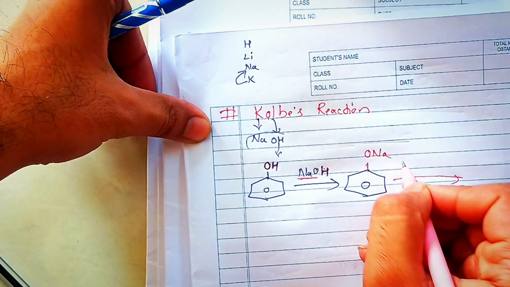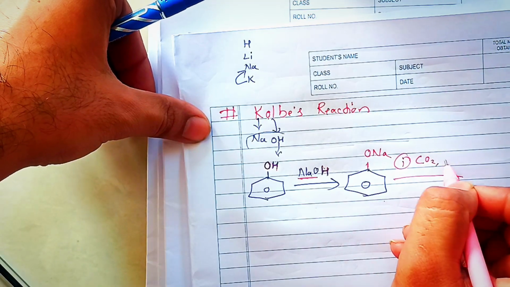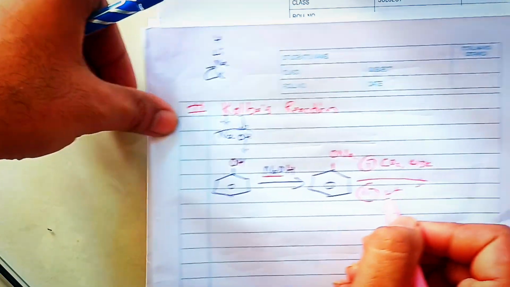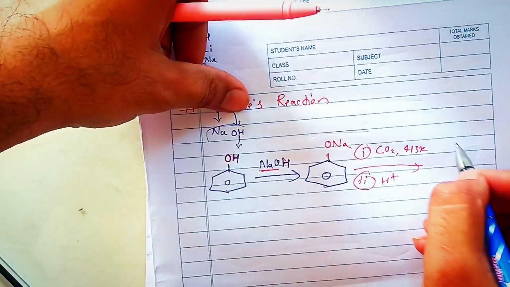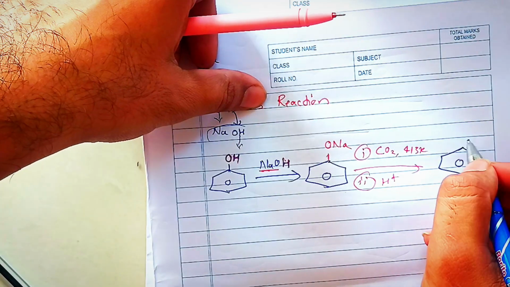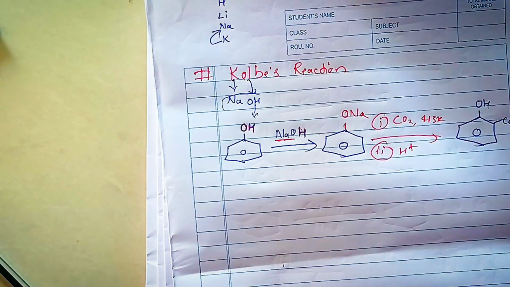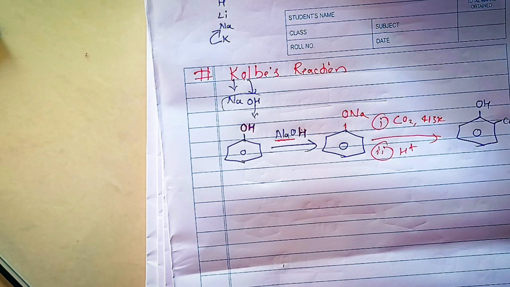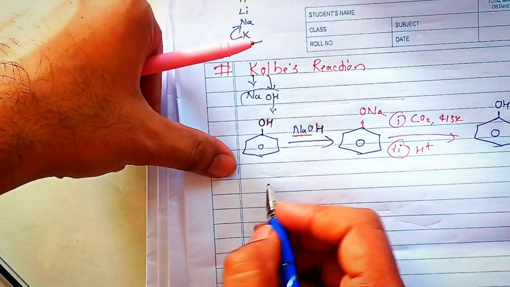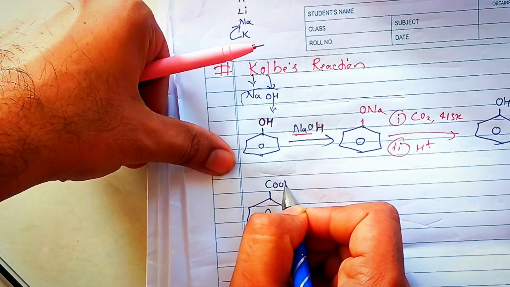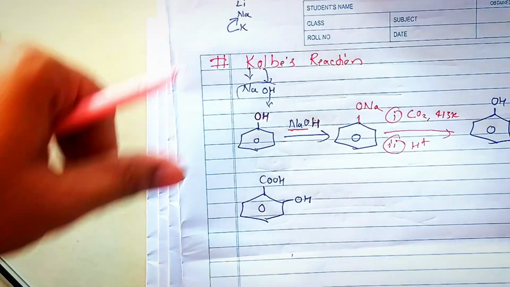And then we will add the CO2 under heating conditions, and then we will add the H plus, okay? Here easily we can get the product, what that will be, salicylic acid, okay? We will get the product salicylic acid, right? Okay. Then this is taken here, like this, COOH, then OH, right?